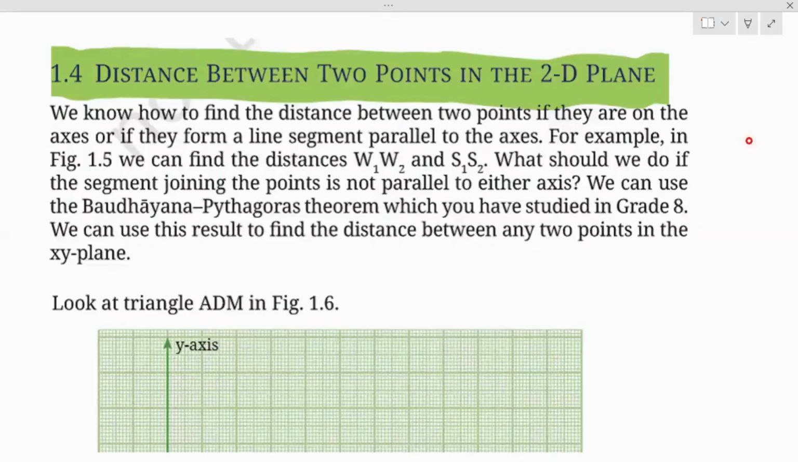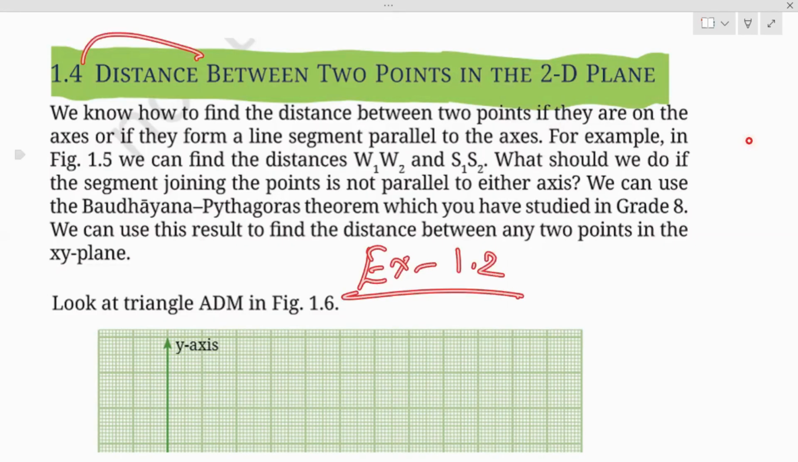Hello children. In the last video, we have already done exercise 1.2. In this video, we are going to learn the distance between 2 points in the 2D plane.